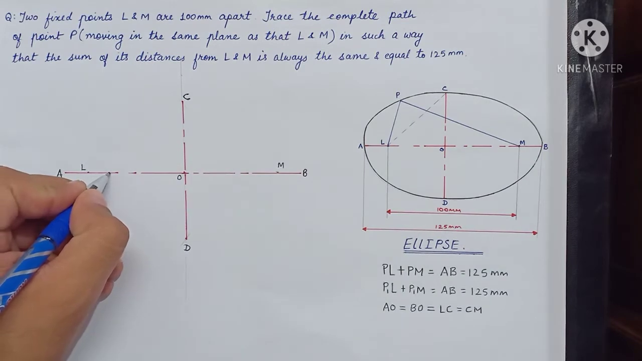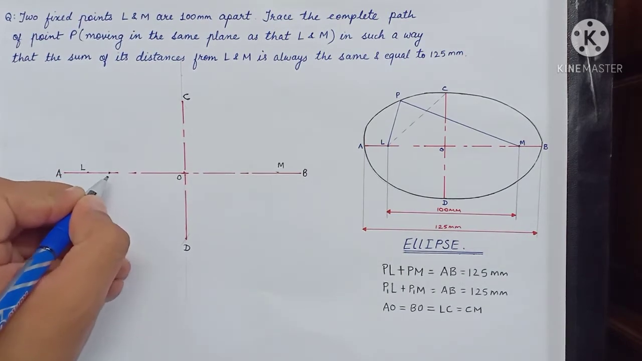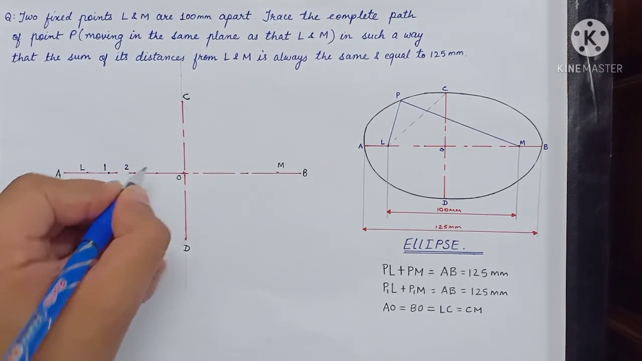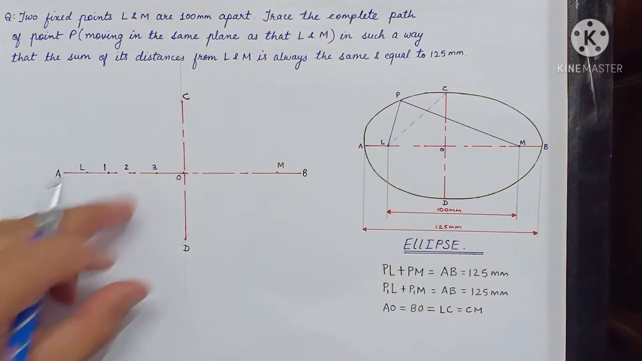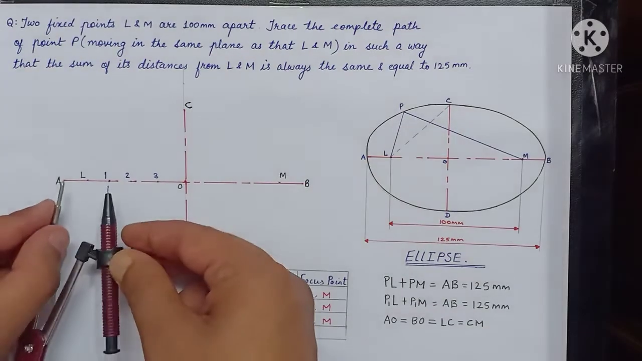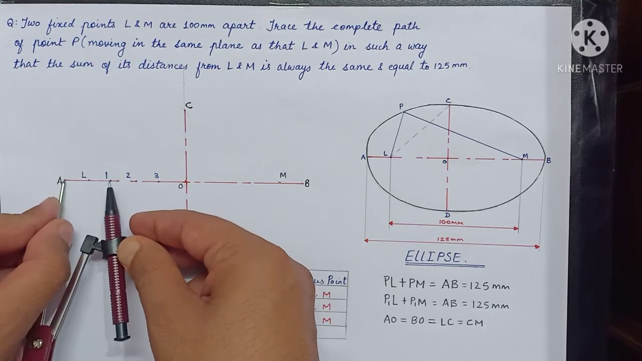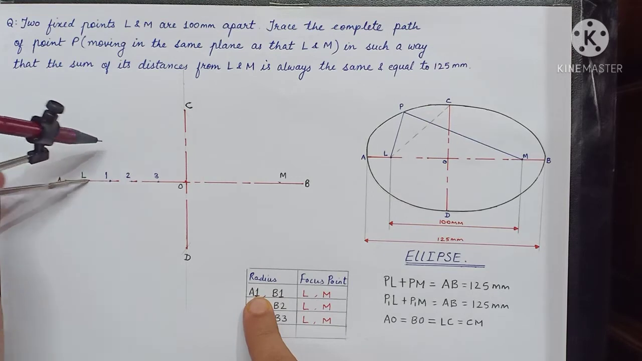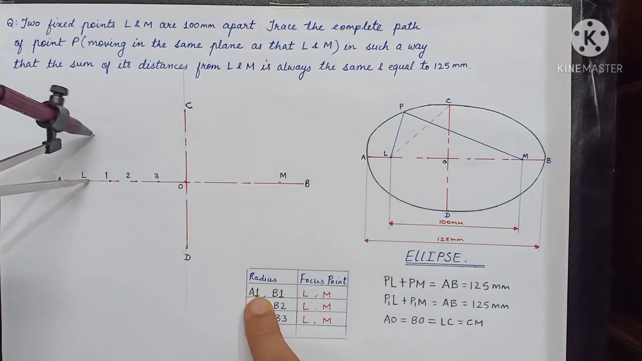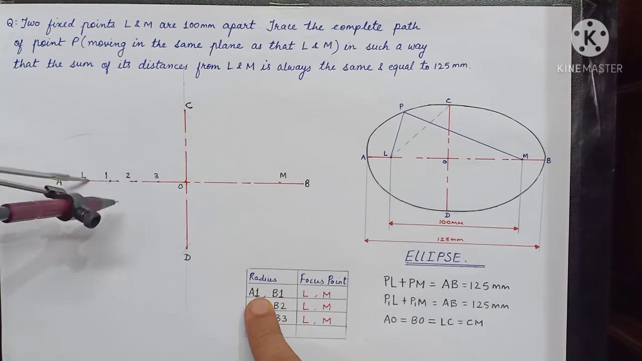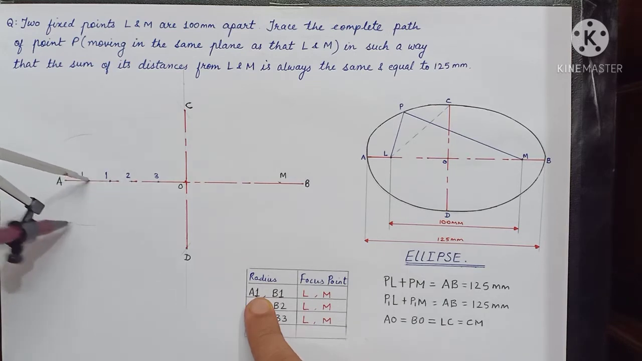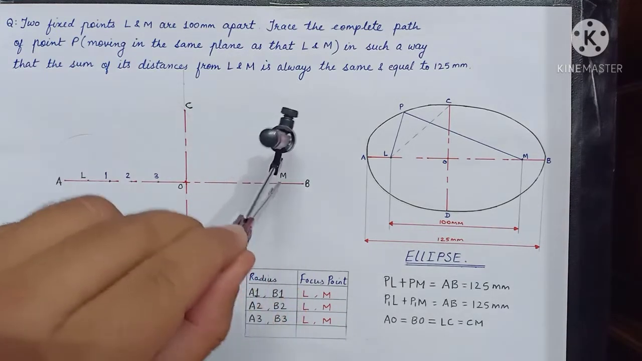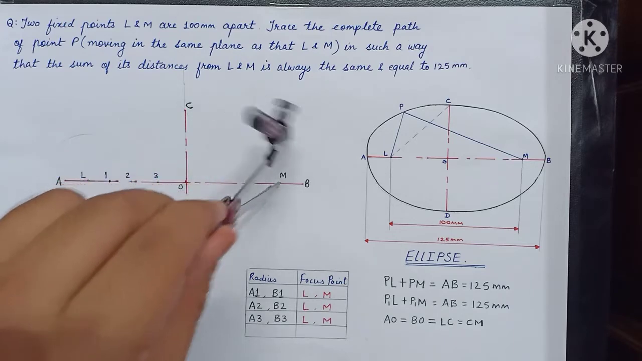Now mark 3 points randomly between L and O. Any number of points can be taken here at any distance. Measure a distance from A to 1. Place the compass needle on L and cut an arc above and below. Then place the compass needle on next focus point M, cut an arc above and below.